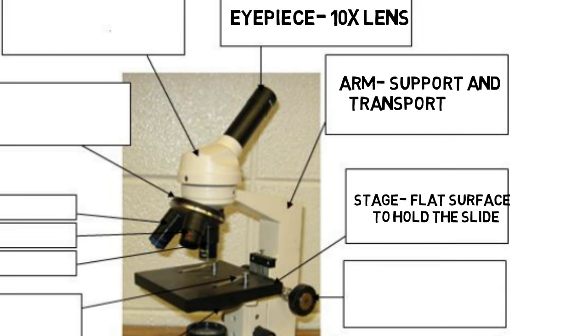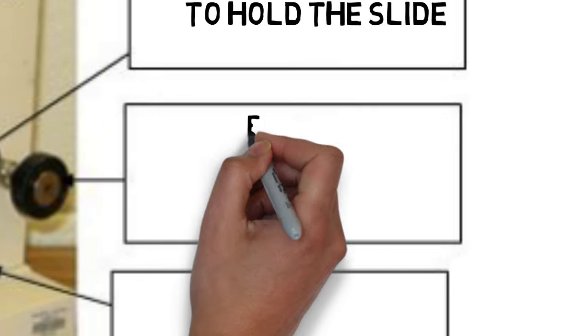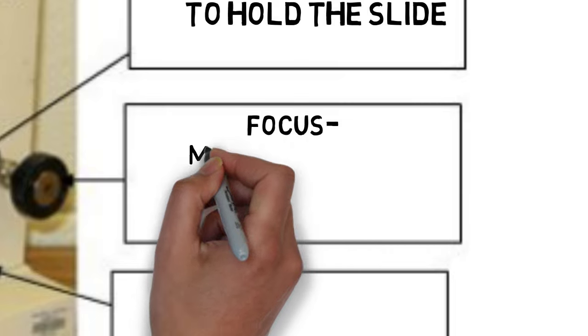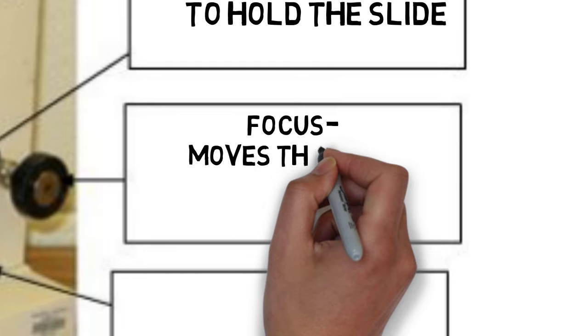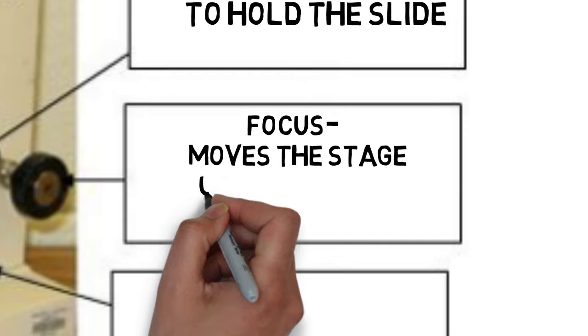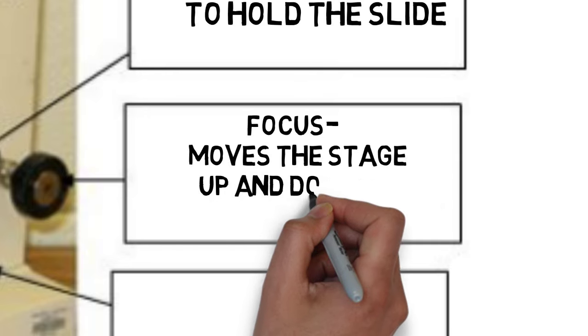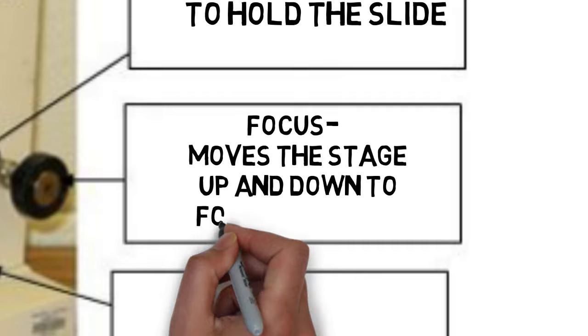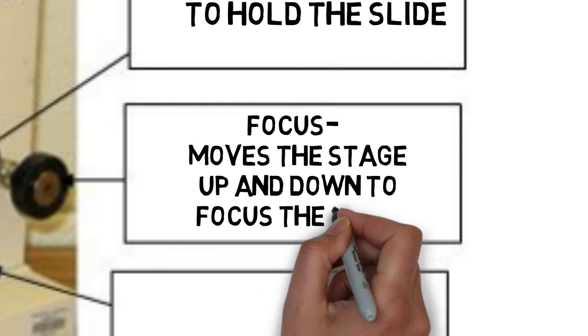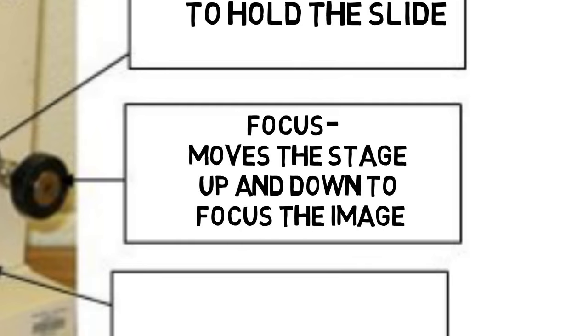Now, whenever we magnify something, obviously it's getting larger. And one important thing we've got to do is focus the image of that specimen. So the focus knob is going to allow us to move the stage up and down, and that's going to help focus our image of the specimen that we're looking at.